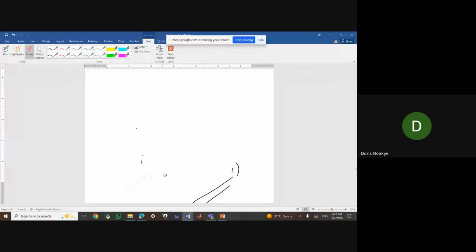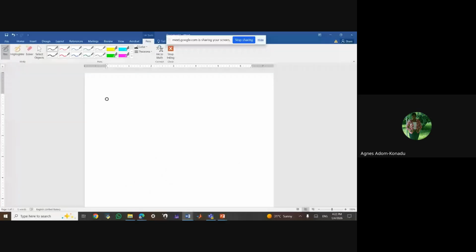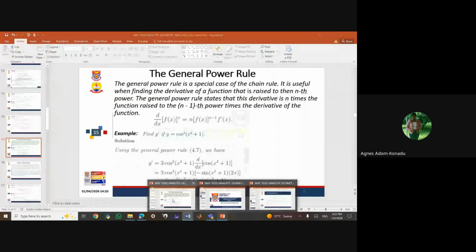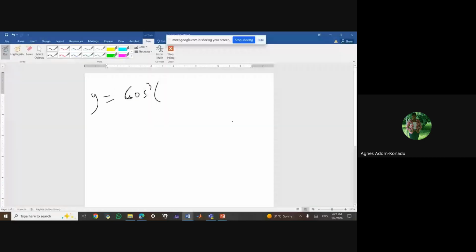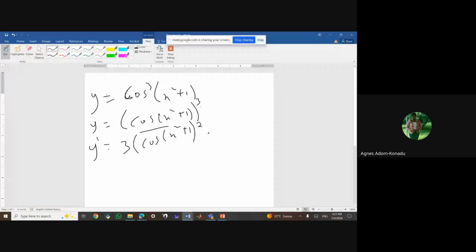So an example is this. I want to differentiate y is equal to cos cubed of (s squared plus 1). So this y can be seen as cos of the angle s squared plus 1, then all to the power 3. So using the general power rule, I have y prime equal to, I'll drop my 3, then I'll have cos (s squared plus 1) to the power 3 minus 1, which is 2, then I will differentiate this. I know that when I differentiate cos, I will get negative sine of the angle.